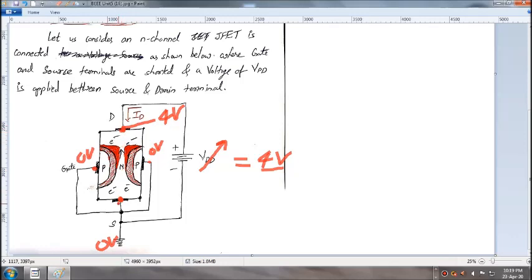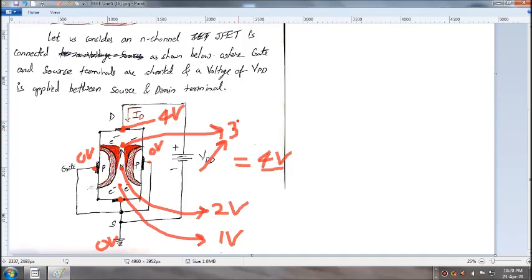So halfway between the drain and source terminal at the center, the voltage will be half that of the potential difference, which will be 2 volts. And if you measure the voltage over here at the 1/4 of the length, it will be 1 volt. And if you measure at this particular point, it will be 3 volts. The electric field intensity slowly increases as we move from source to drain.